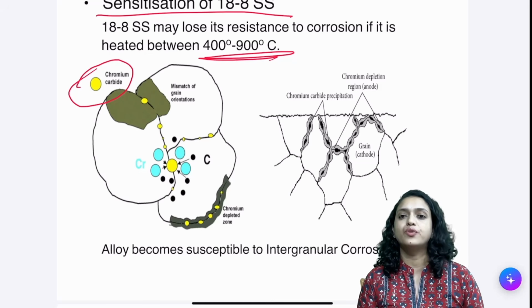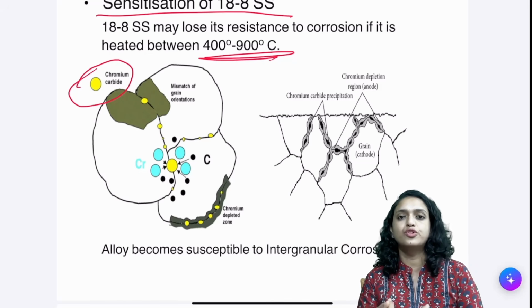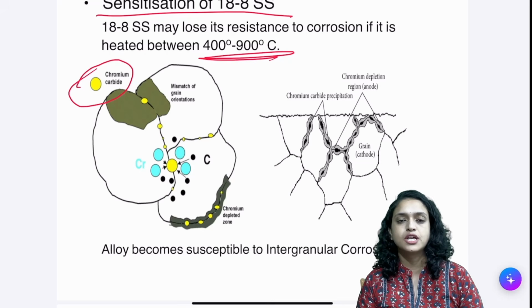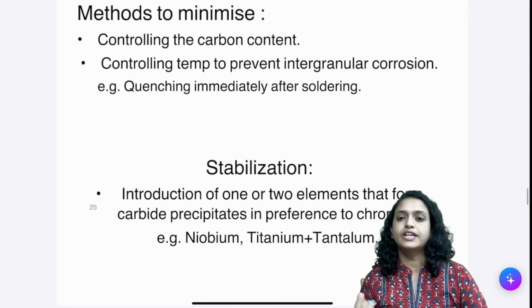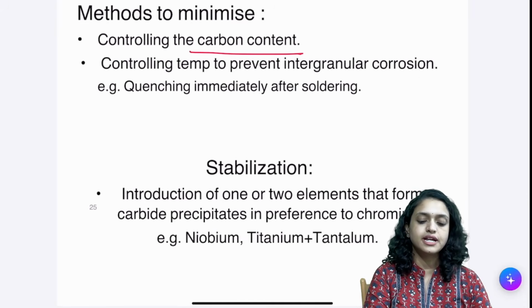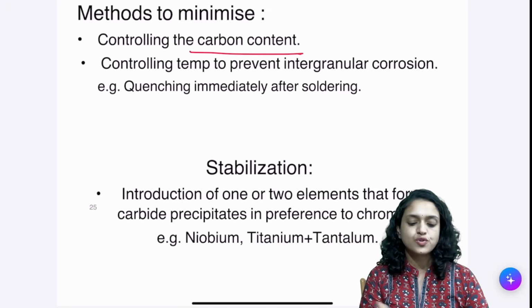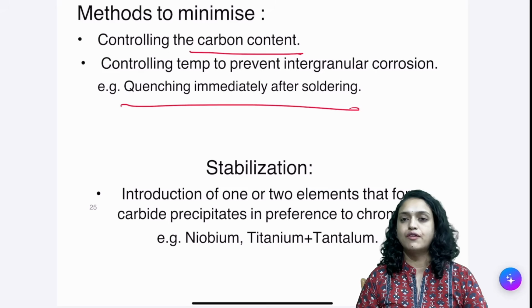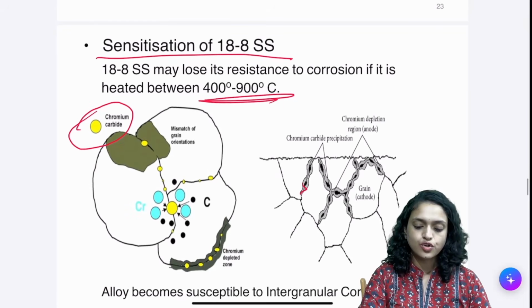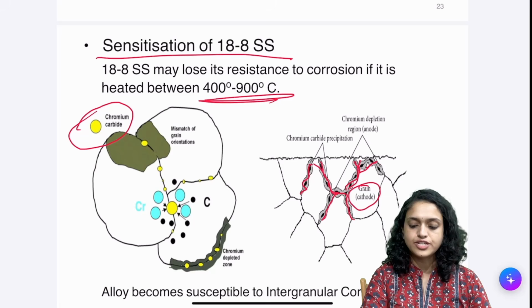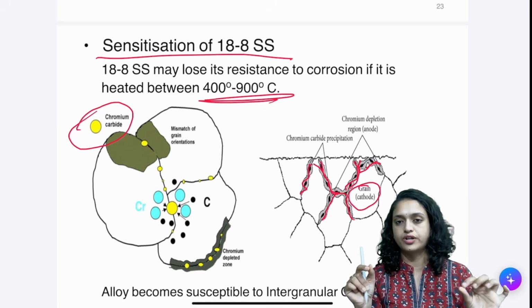So what can we do? Can we not heat? Because you need to join materials for orthodontic purposes, it may not always be possible to prevent soldering and welding. So what can be done? Like I said, you can minimize the carbon content in the material. Also, you need to quench immediately after soldering. You can see the intergranular chromium carbide is between the two grains. Between them it gets deposited, so in that area it gets corroded.